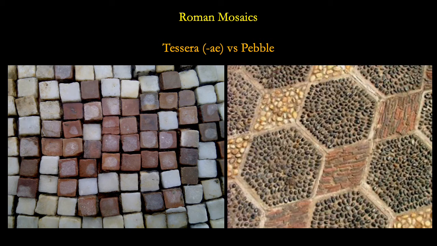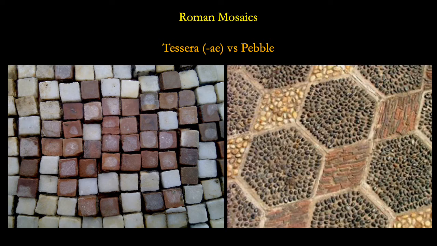This video is going to address Roman mosaics. We saw some mosaics in the Hellenistic period when we were looking at Macedonia, and those were pebble mosaics, like the ones you see on the right here. The Romans would use tesserae, singular tessera, plural tesserae, these square cut stones in order to make their mosaics. And they would make spectacular mosaics, just unparalleled up to that time in history.